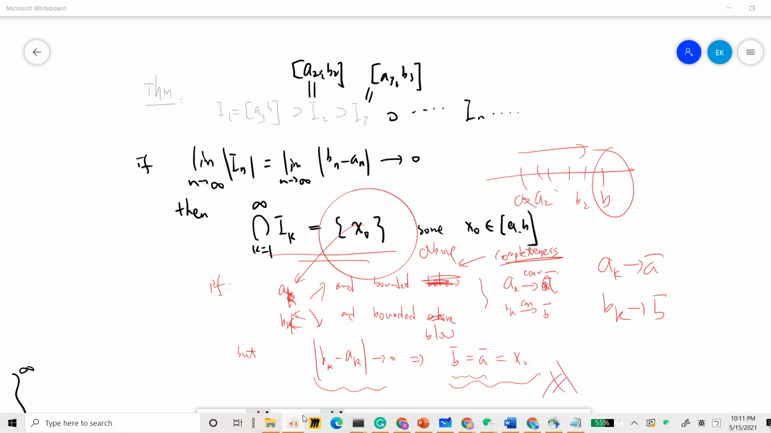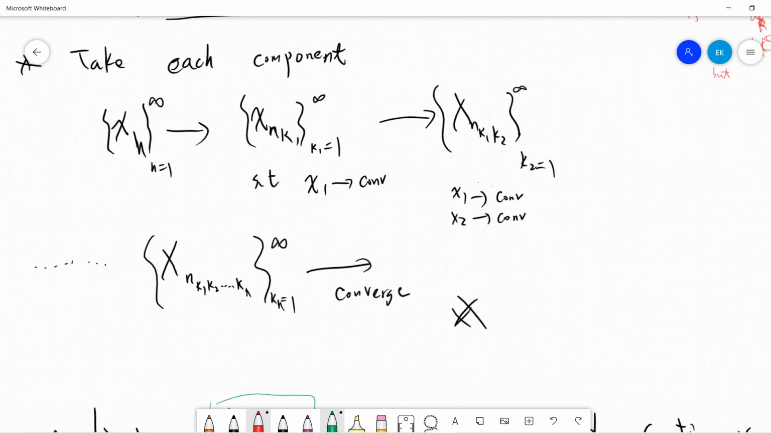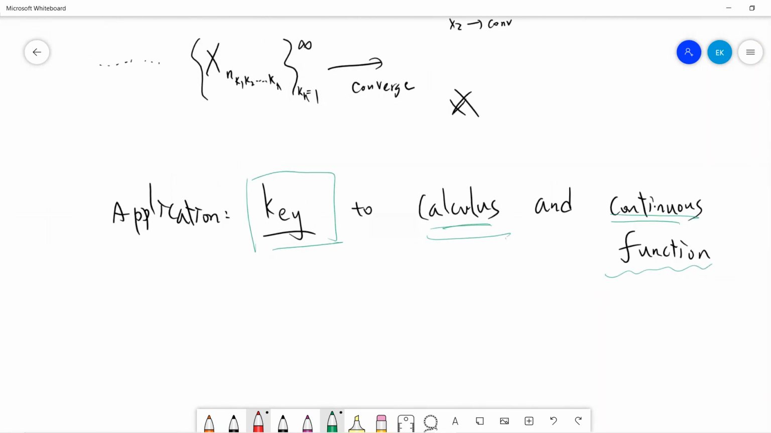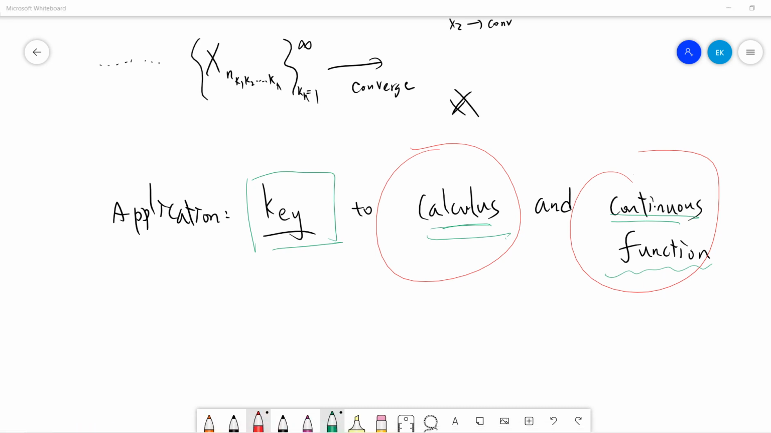One can also use the Bolzano-Weierstrass theorem to prove the intermediate value theorem. We will use Bolzano-Weierstrass to prove many calculus and continuous function results, which are amazing.